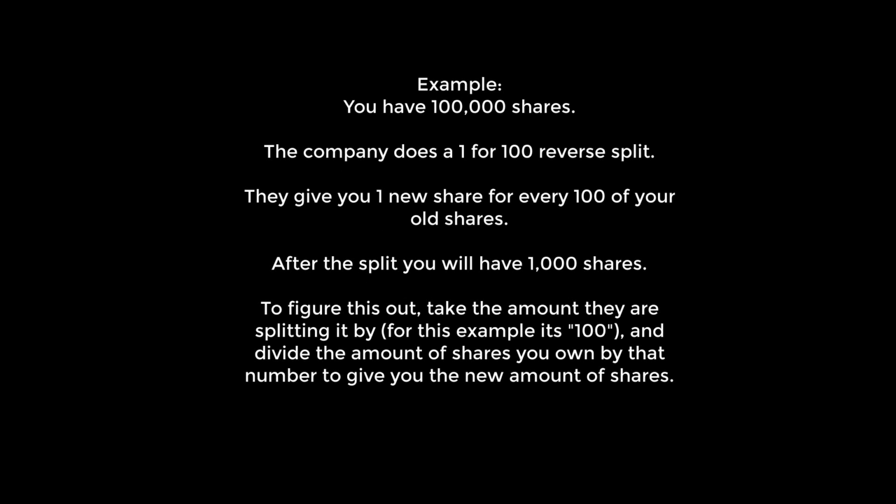So, for example, if you have 100,000 shares and the company decides to do a 1-for-100 reverse split, they would take your 100,000 shares and they would divide it by 100. In the end, they would give you 1,000 shares of their new share structure.